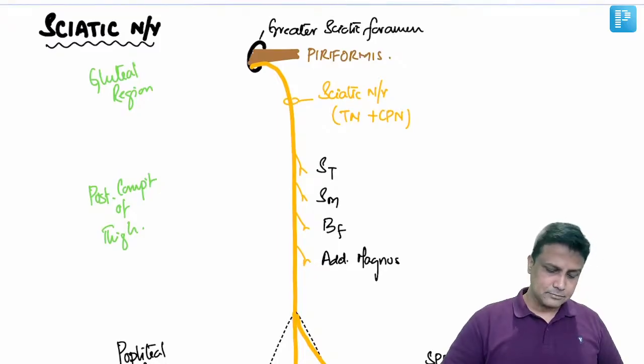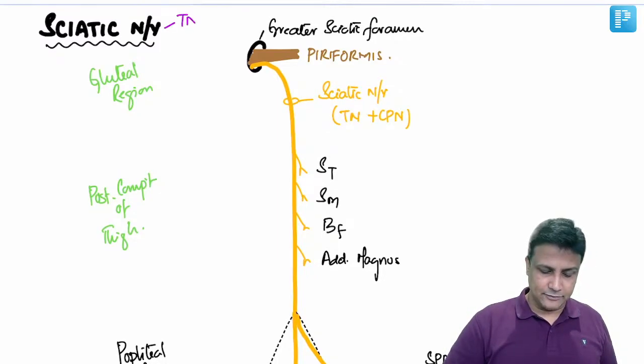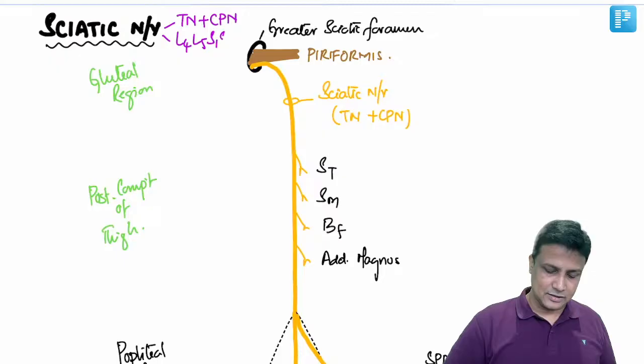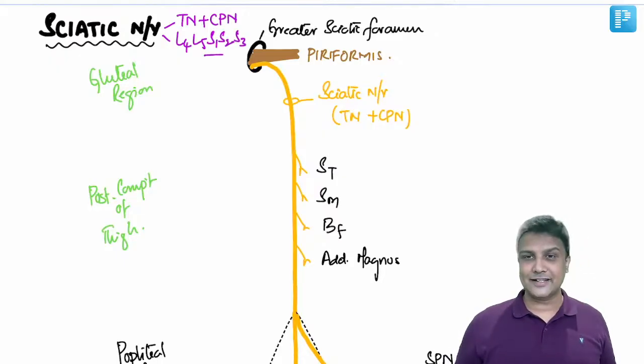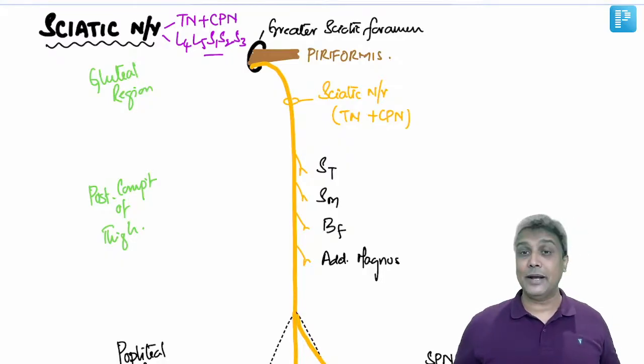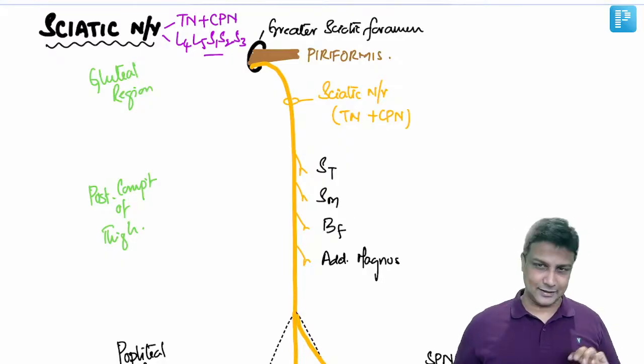Sir, now what is the sciatic nerve? It is made up of two nerves, sir. One is your tibial nerve, and the other is the common peroneal nerve. That is the reason why it originates from L4, L5, S1, S2 as well as S3. So the sciatic nerve is not a single nerve. It is made up of the tibial nerve as well as the common peroneal nerve, and it originates from L4, L5, S1, S2 and S3.